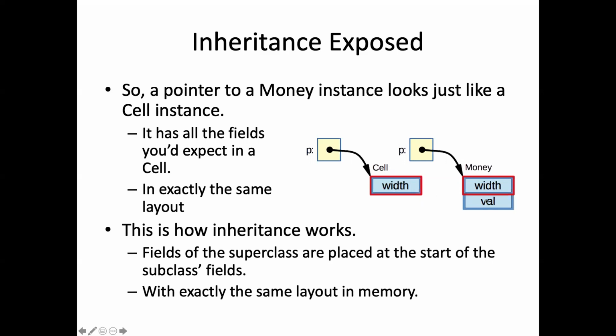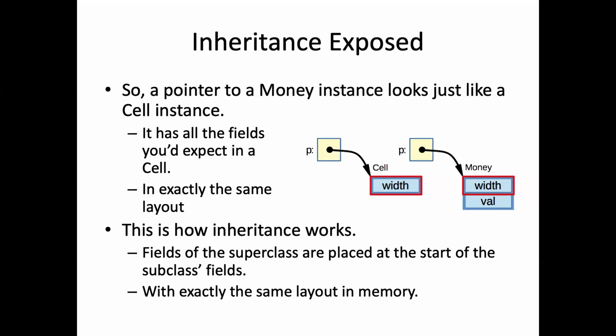Now, sure, the subclass might also have some stuff coming after that, but if you were looking at them both as if they were the superclass, as if they were a cell, you wouldn't even be looking at that stuff. You would expect to see a width field right at the start of the memory for that struct, right at the memory you get when you dereference this pointer. So they both look like an instance of the superclass.